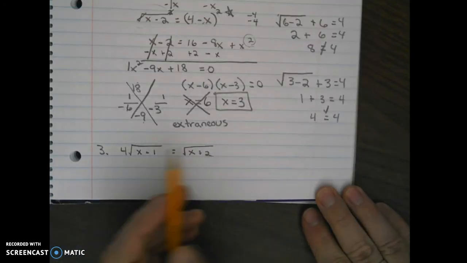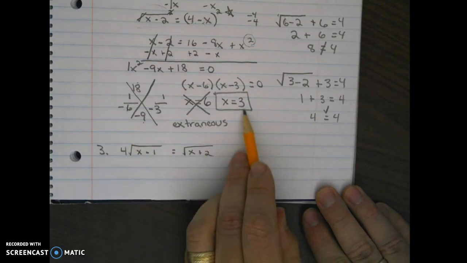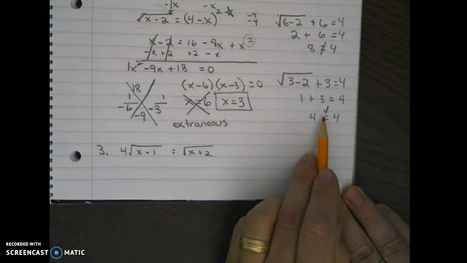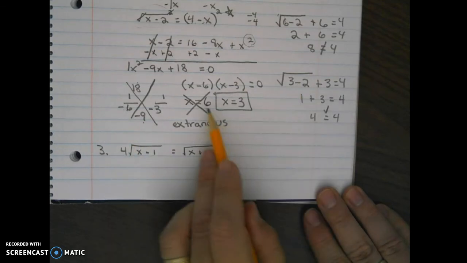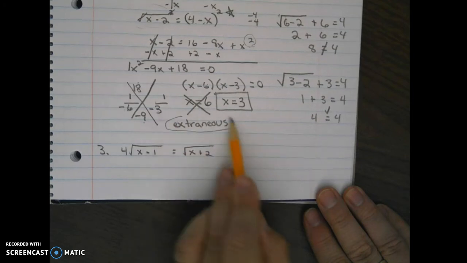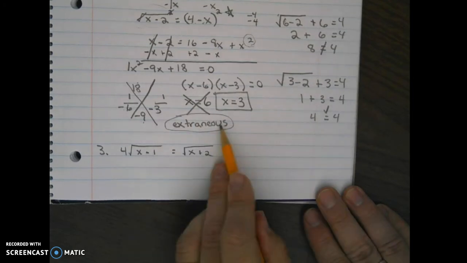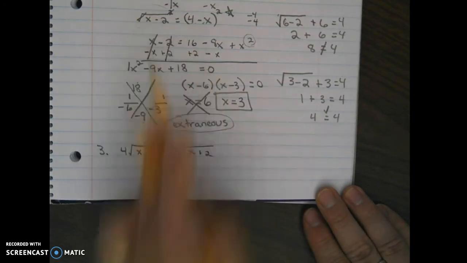Okay, so quickly, I checked the second solution and it came out, and so that would be our solution. This one is called extraneous. It's an extraneous solution. It doesn't work in the original equation.